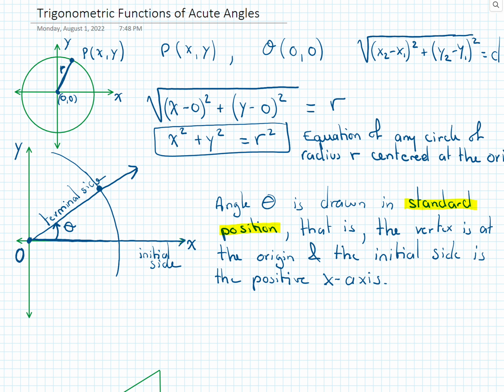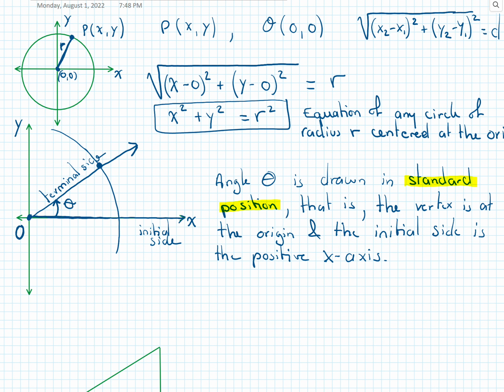All right, where am I going with that now? So what else could I tell you about this? Angle theta, let's change color. So angle theta right there.